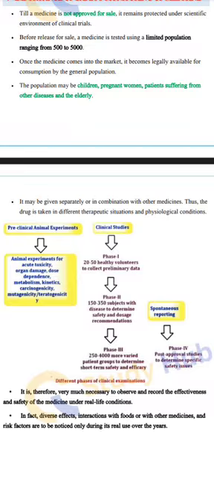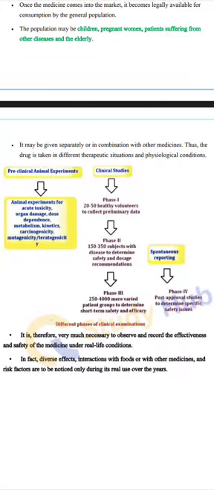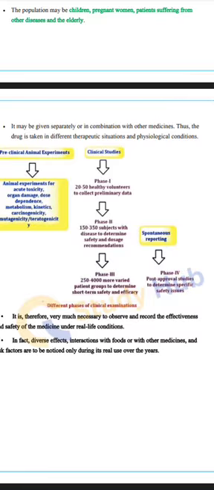Then, clinical studies. Phase 1: 20 to 50 healthy volunteers to collect preliminary data. Phase 2: 150 to 350 subjects with disease to determine safety and dosage recommendation. So in phase 1, healthy volunteers are involved. In phase 2, safety and dosage, subjects with disease are included. And phase 3: 250 to 4,000 more varied patient groups to determine short-term safety and efficacy. Here, safety and efficacy are included. And the last one, phase 4. Here, spontaneous reporting is involved. Post-approval studies to determine specific safety issues.